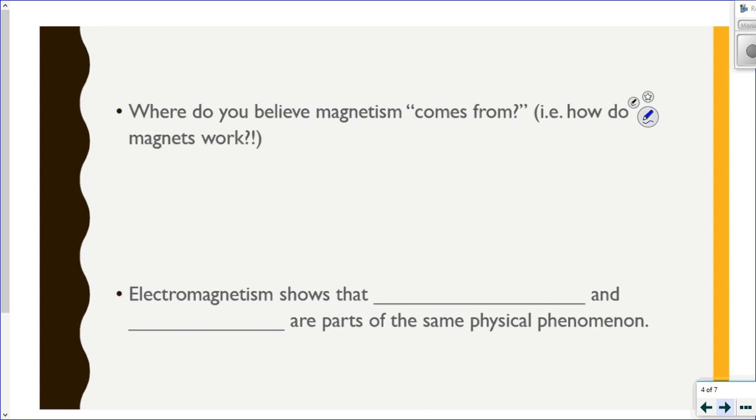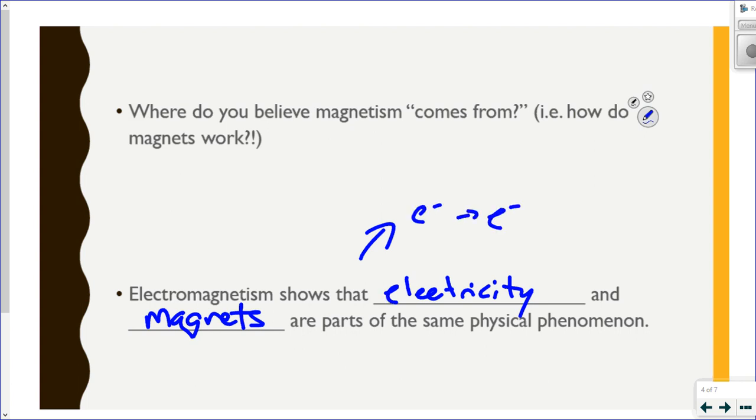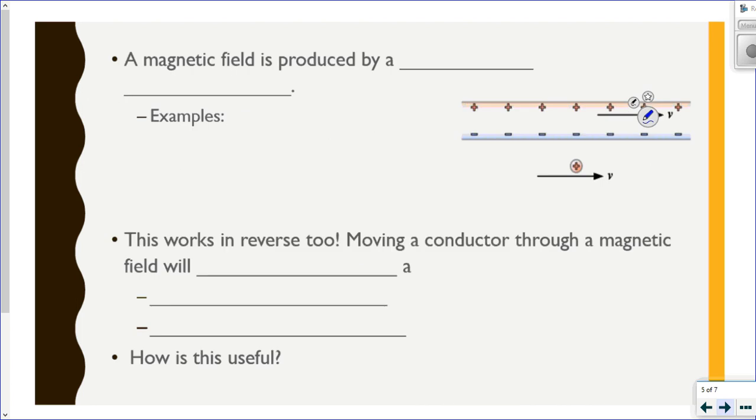Electromagnetism shows that electricity and magnets are parts of the same physical phenomenon. That's what we just talked about up here. What you note is that, hey, electrons lined up, moving in the same direction, aligned, that is actually the definition of electricity. We've got moving charges or electrons. And it's also the same thing for magnets. They're lined up in the same direction, they're moving, and we've got a magnet. What this means is they are super related, and we can use this relationship to our advantage.